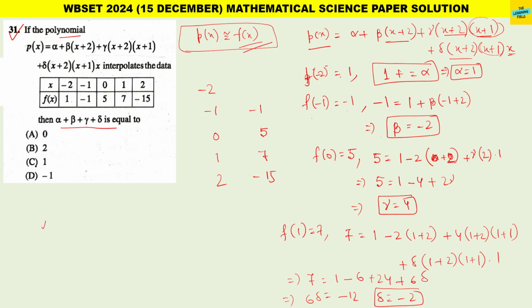So what is the value of alpha plus beta plus gamma plus delta? Equal to 1 minus 2 plus 4 minus 2. So this is 1. Option C is the correct answer.